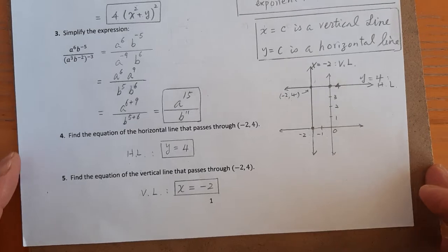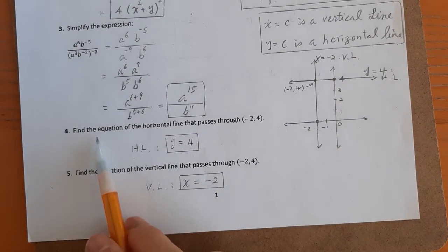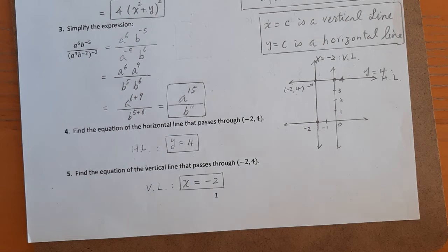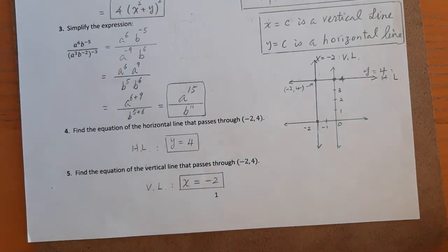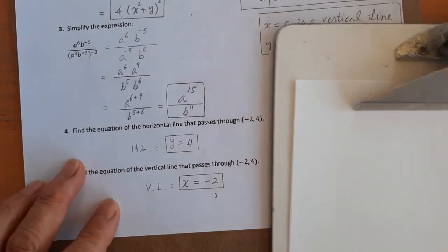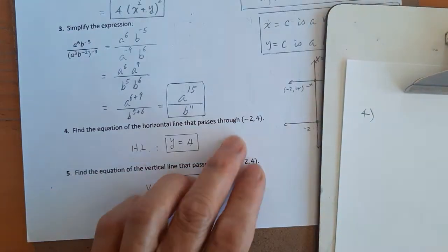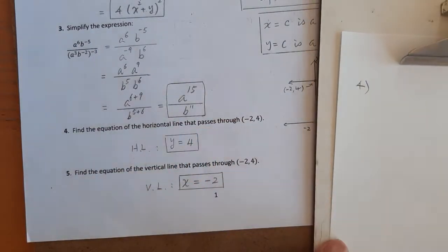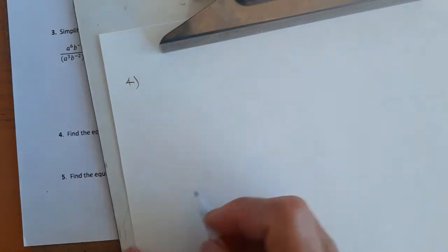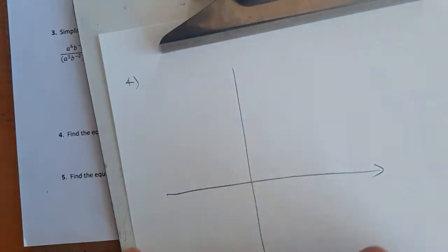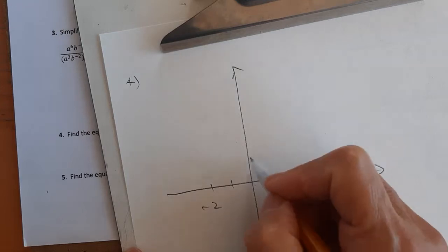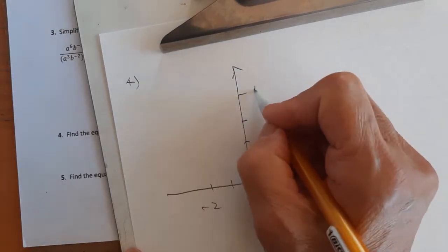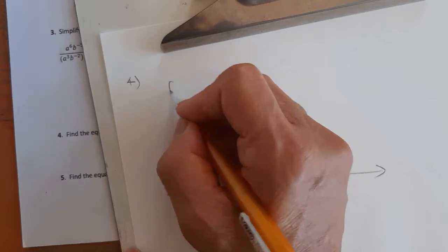Next question, number 4: find the equation of the horizontal line that passes through the given point, negative 2, 4. If you draw the coordinate plane, this negative 2, 4, 1, 2, 3, 4, so it's this point, negative 2, 4.